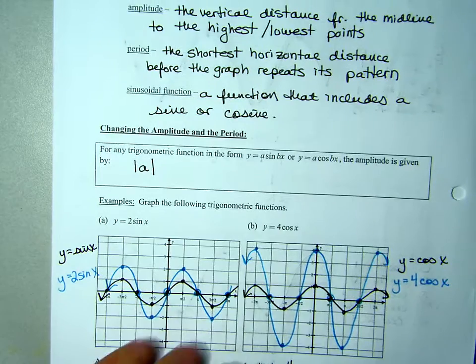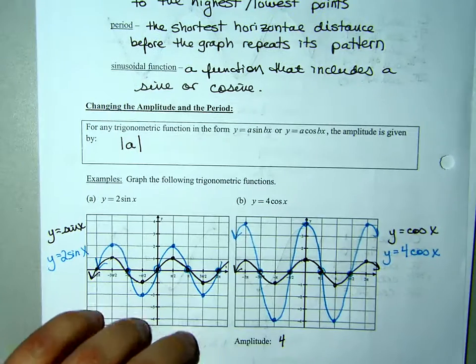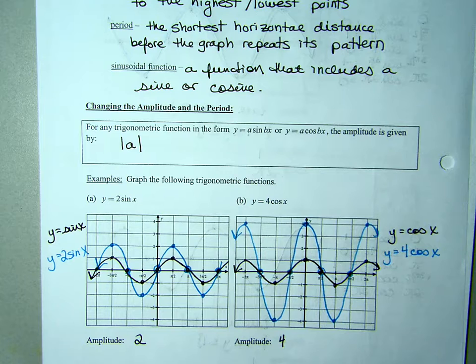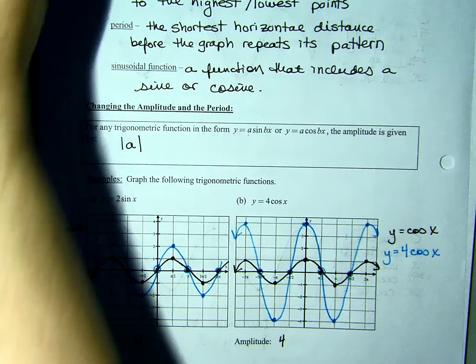Now, the period is a little bit more involved. And I think I need to shut this off for a moment and show you something on here.